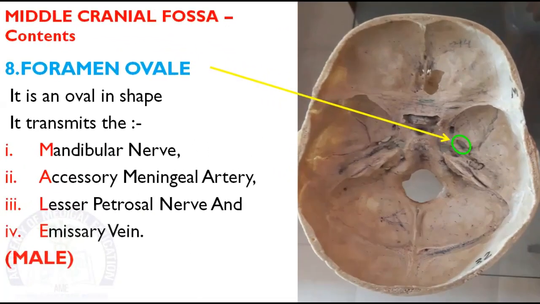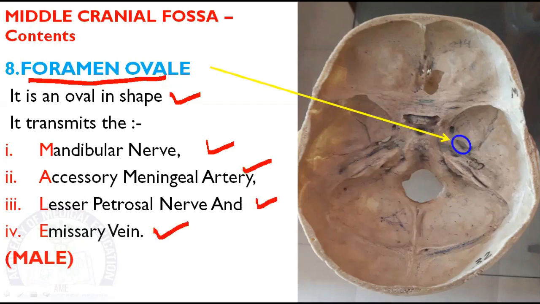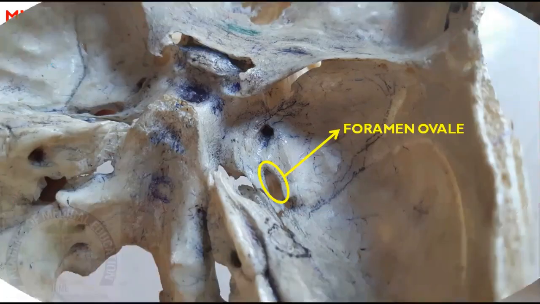Next is the foramen ovale. Again, it is one of the important foramina of the middle cranial fossa. It is oval in shape, so it is called ovale. It transmits the mandibular nerve, accessory meningeal artery, lesser petrosal nerve, and emissary vein. These structures pass through the foramen ovale. So this is the foramen ovale.